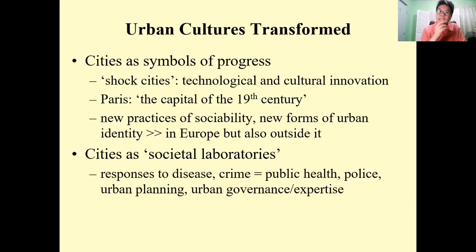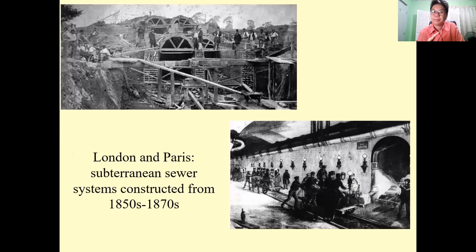Okay, so if you notice, this slide is compared to the last one. Again, these are societal laboratories because of public health, the continuance of public health and policies, and of course the sewers. How did they build the sewers and the subterranean systems constructed during the 1850s and 1870s? Okay, so it's called urban planning. So there's planning and the subways, and these are eminent.